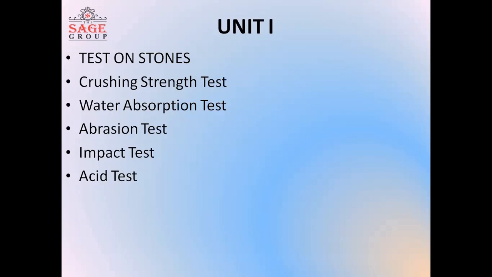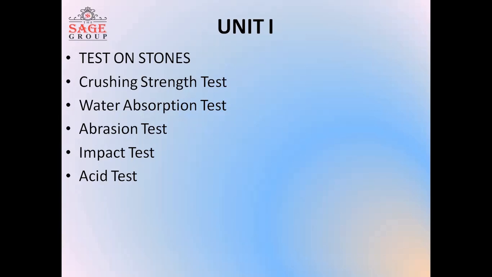Basically, stone is the hardest material, which is used in most construction, for the construction of roads, buildings, beams, columns, staircases, water tanks, etc. To justify these properties, that is the hardness and the water absorption, particular tests are decided. On the basis of the test results, the properties of stones are decided.